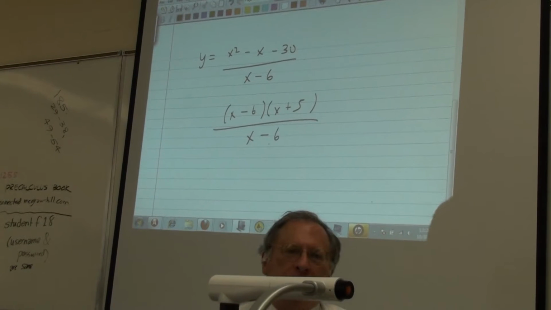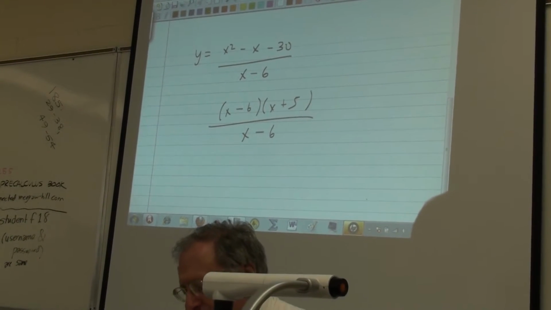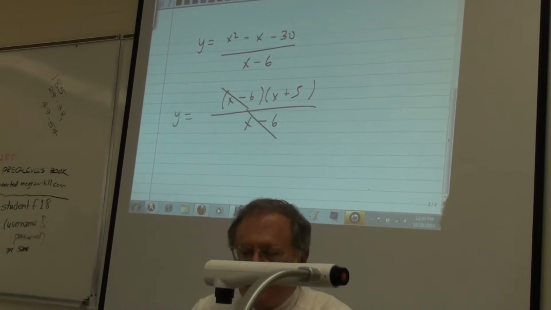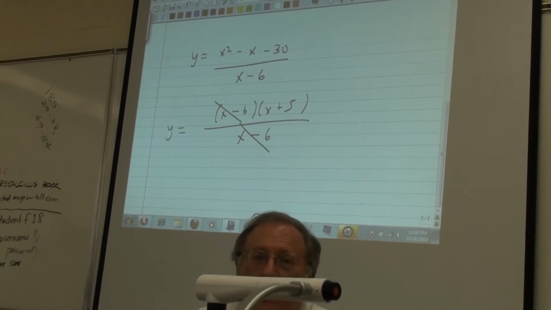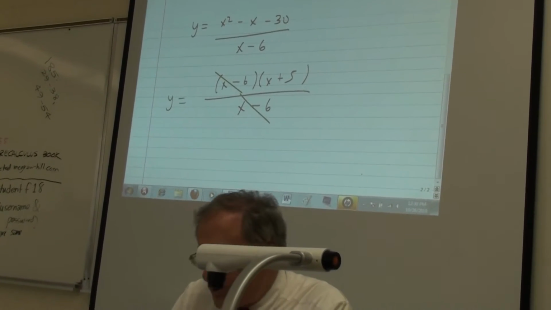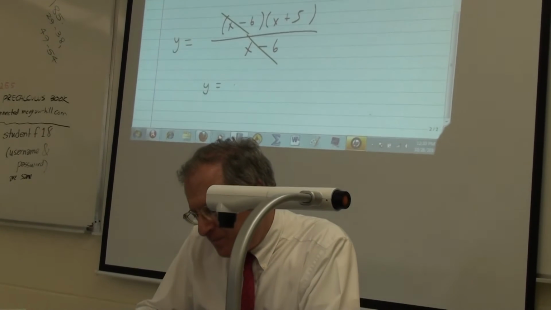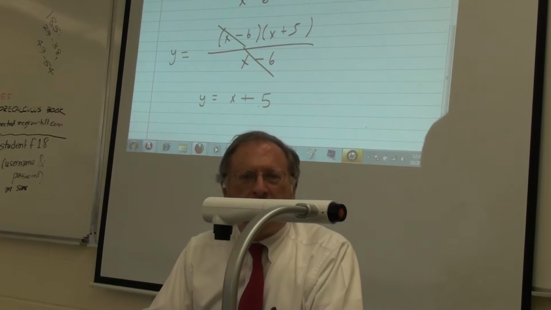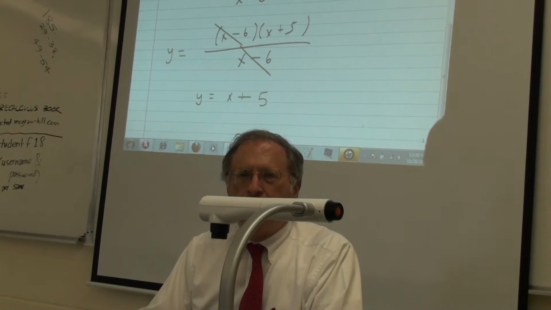And notice the x minus 6 is canceled. So you're left with y is equal to what? X plus 5, the graph of which is a line. So the question is, is the original function the same as y equals x plus 5? Are they the same function? Yes. Yeah.